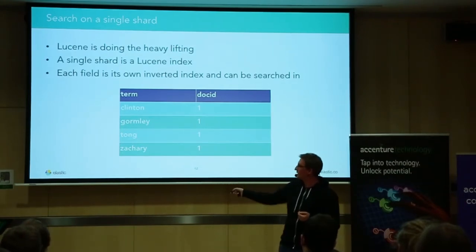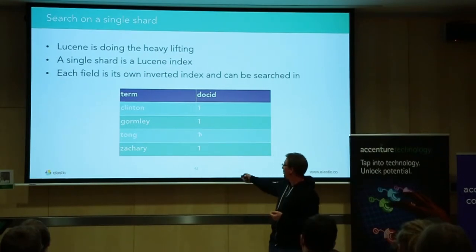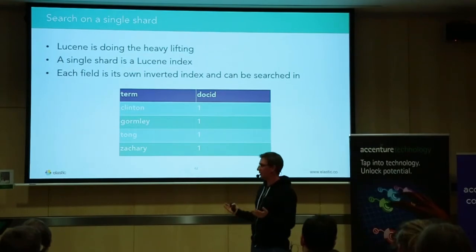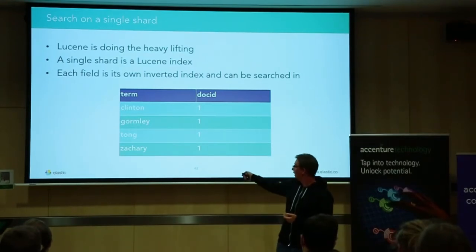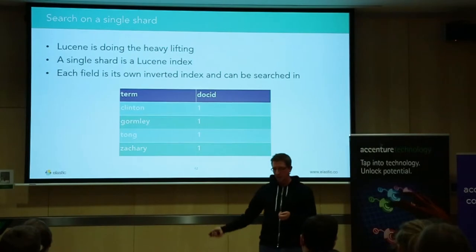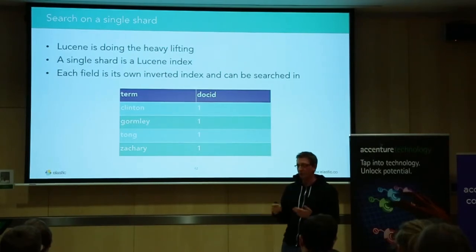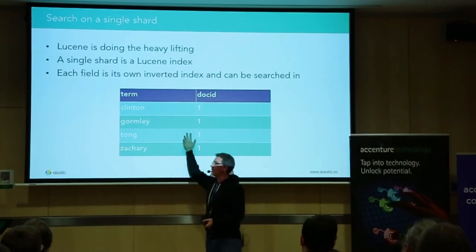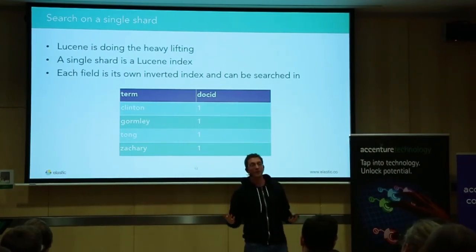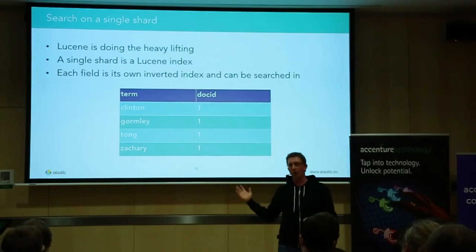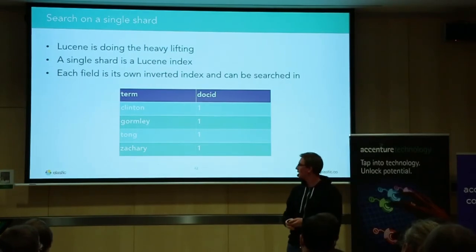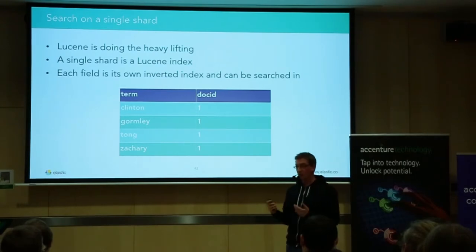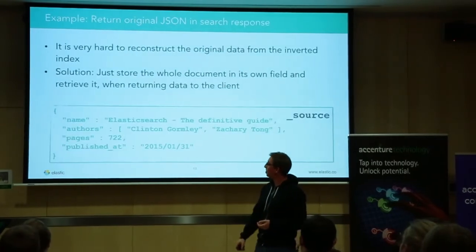So you can see that this list is sorted, and the mapping here shows in which document this term occurs. So if you index a second document with Clinton Gormley as the author, he would be number one and number two. The nice part of this is, if you execute a full-text search and you're searching for Gormley, it's really fast, because we just have to look it up. We don't have to do any complex stuff at query time, because we did the complex and tedious work at index time. This is basically the whole magic behind an inverted index, and why it's so fast with full-text search.